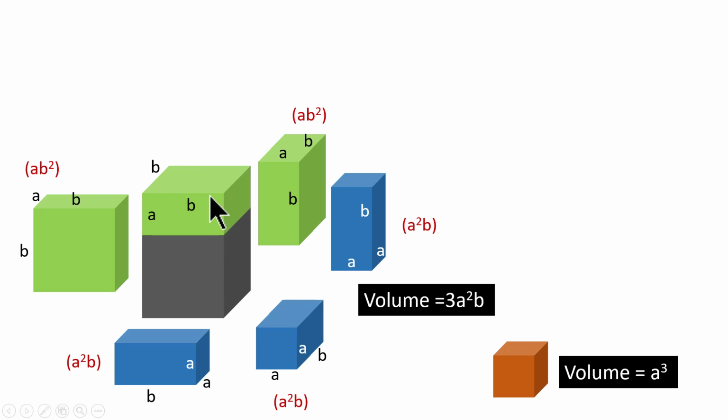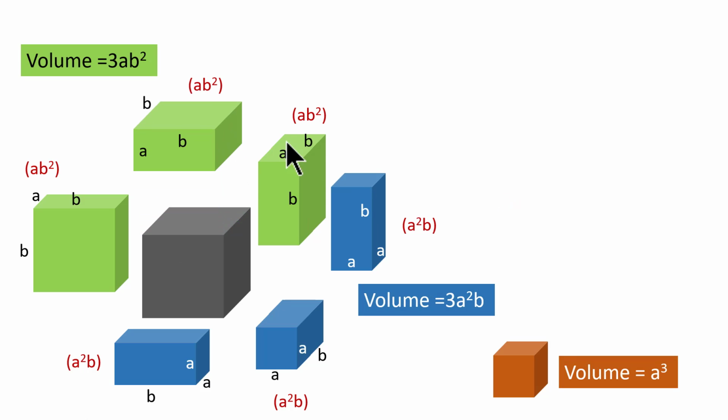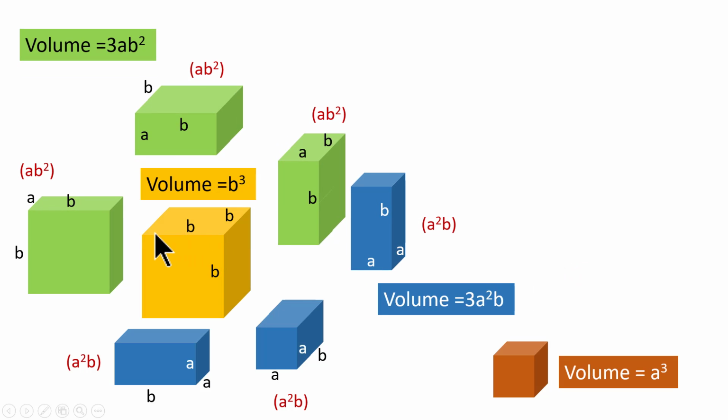And now let us mark this piece here. This is B, and the height is A. And now let us move this out, and it is AB square, which is volume. Now the volume here is 3 times AB square. Now the next and final piece is like this, where you can see that all that is left now is B by B by B, which is nothing but B cube.